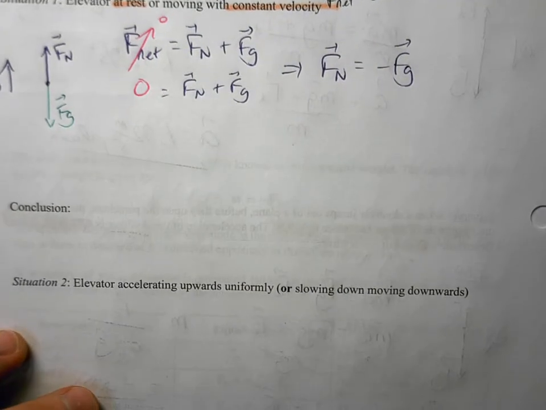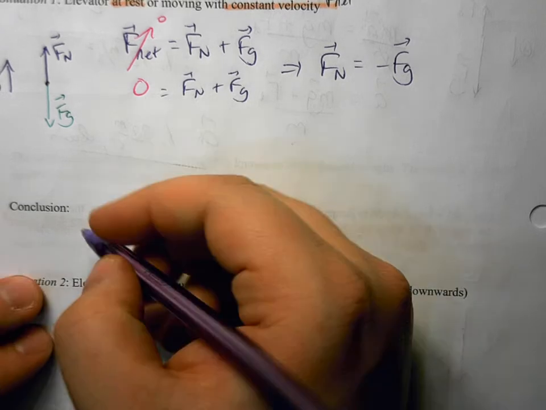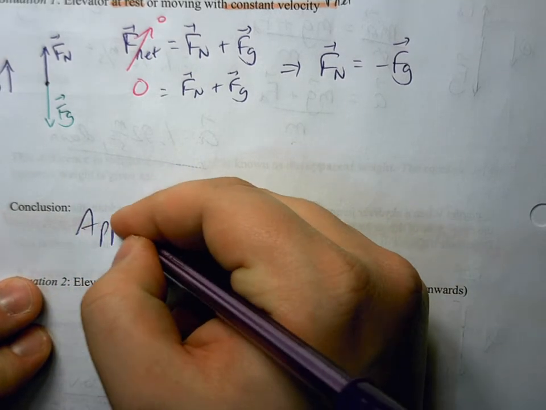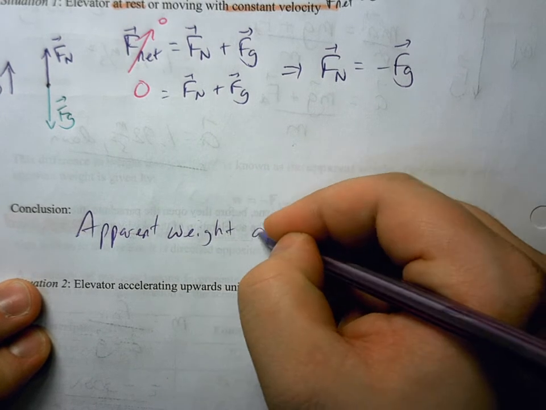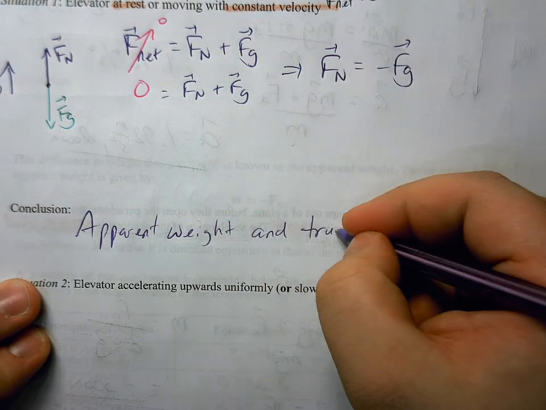So the only conclusion that we can draw from this is that the apparent weight and the true weight are the same thing. Which is not a very interesting case.